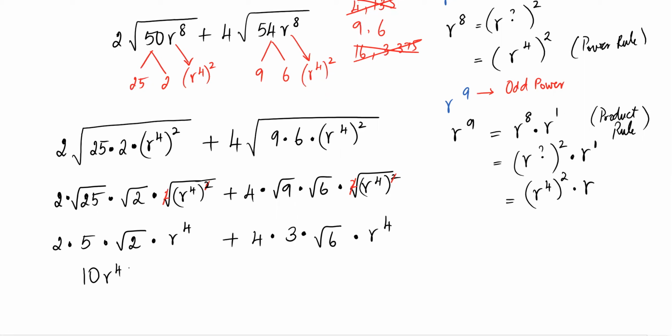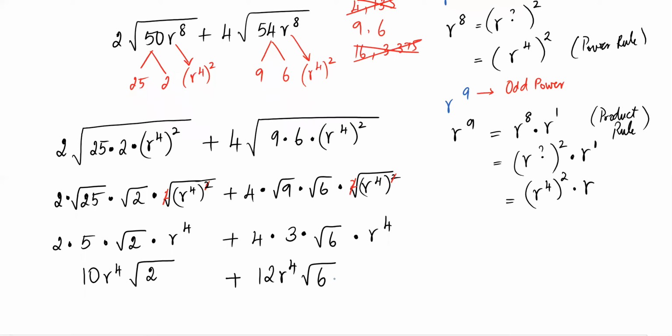Again, the norm is that we leave the lingering square root right at the end. That will be the last part of your term. So that's why I brought the r power 4 in front of the radical. And here 4 times 3 is 12, and then I bring the r power 4 right there, and then write the radical 6 at the end. Now look at your radicals, are they matching? Sadly, they're not matching, but they are simplified.